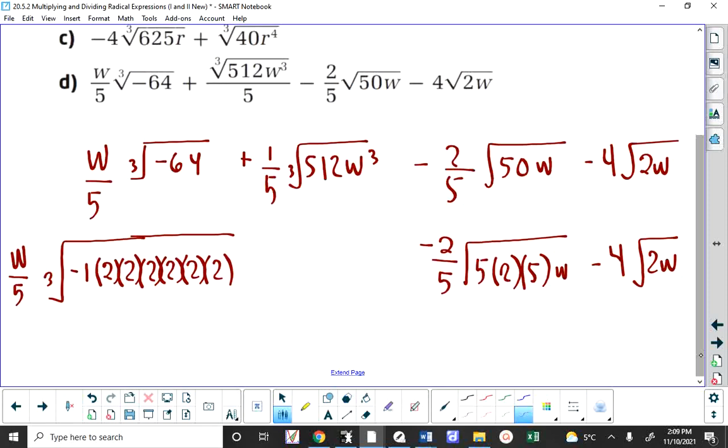And then I have, and I didn't really leave myself enough room. This is the advantage, Kendra, of us writing 2 to the 6. Then we don't have to space it out. So I'm going to squeeze this in here. 1/5 cube root. Oh man, 512? I think that's 8 2's. Is it 9? 2 to the 9.